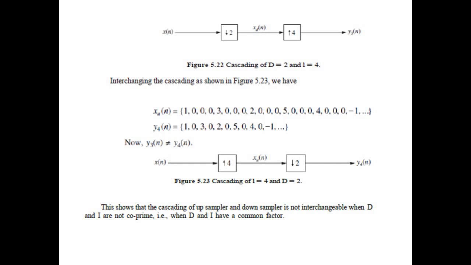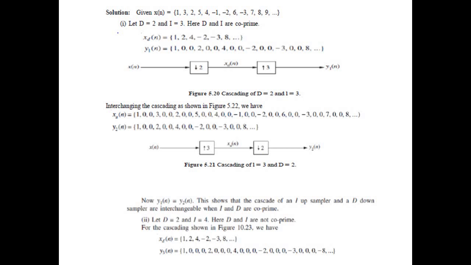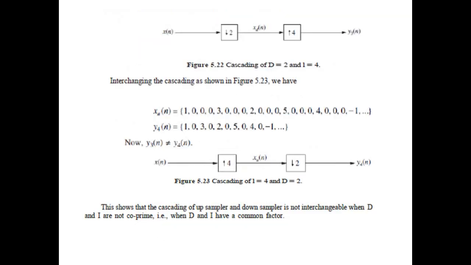It is not interchangeable in the sense that you cannot find any similar analysis when we try to do that. When they are co-prime, we could not find any difference. We could maintain the same output when we interchange. But when they are not co-prime and we try to reverse the order, we are not getting the same thing. So this indicates that when they are not co-prime, the conclusion that they are interchangeable is not valid.